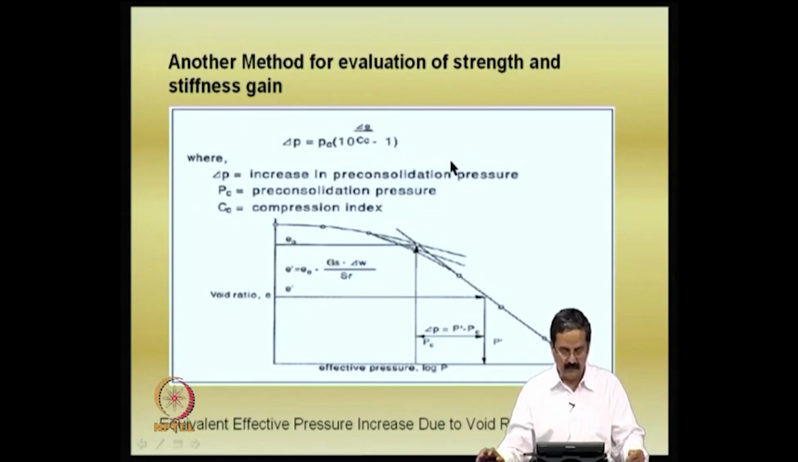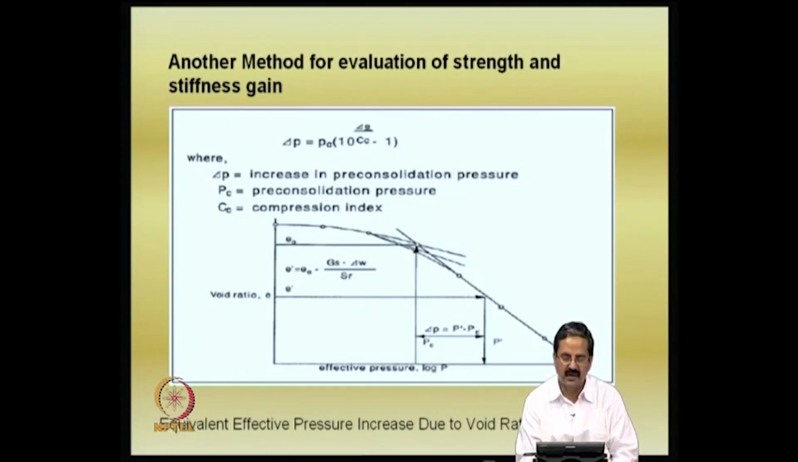I would like to highlight another important, simple method for finding out some of these things. In ground improvement, we know that you have to improve the ground, and then you have varieties of treatment. But finally, you should have a rough idea of how to calculate how bearing capacity or strength is improved. So, what I will be discussing is a method to evaluate the strength and stiffness gain, or the increase.